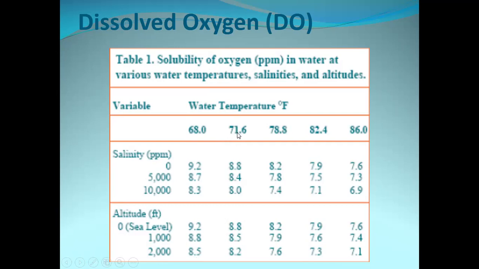Likewise for temperature. If you go up to 71.6 degrees Fahrenheit at the same 0 salinity, before you would have had 9.2 ppm of dissolved oxygen, and now you have 8.8 because temperature has increased, so you have less oxygen. You can go through the chart and see at what temperature and what salinity how much dissolved oxygen you can have. Again, an increase in temperature, salinity, or altitude all reduce the amount of dissolved oxygen that can be within your system.